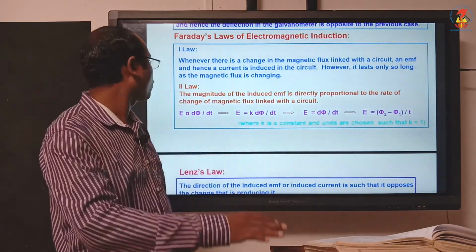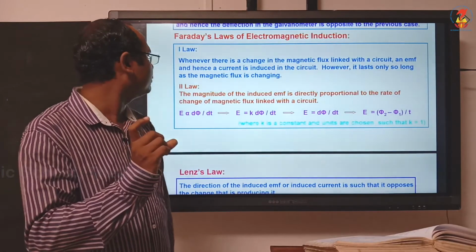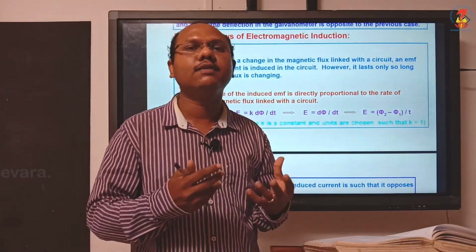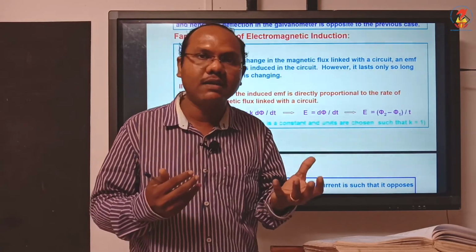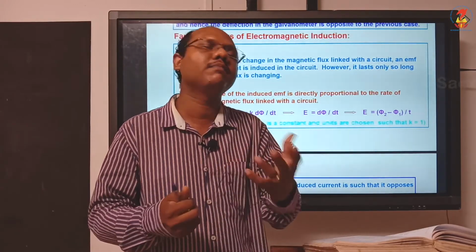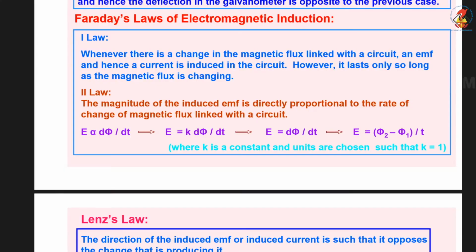Now the second law: the magnitude of the induced EMF is directly proportional to the rate of change of magnetic flux linked with the circuit. That means the faster the flux changes, the more current will be induced, the more EMF will be induced. That is why it is said the induced EMF is directly proportional to the rate of change of magnetic flux.